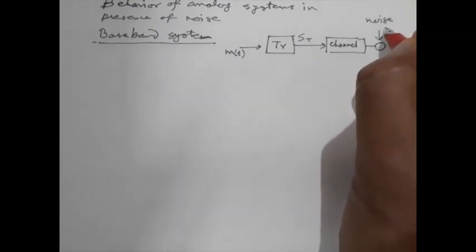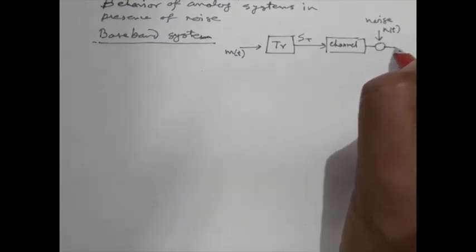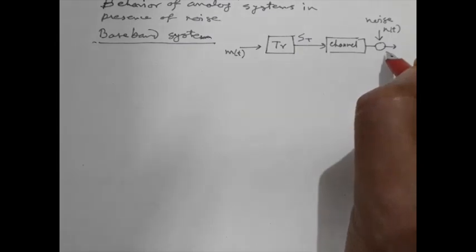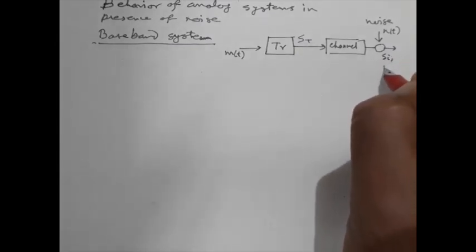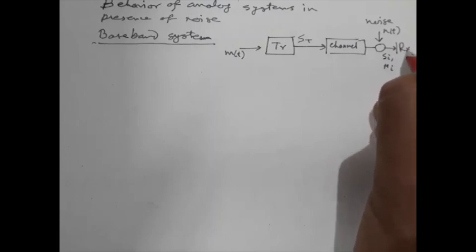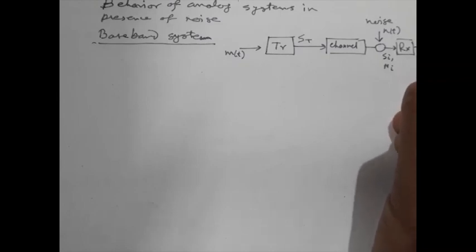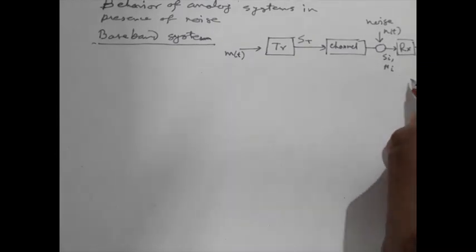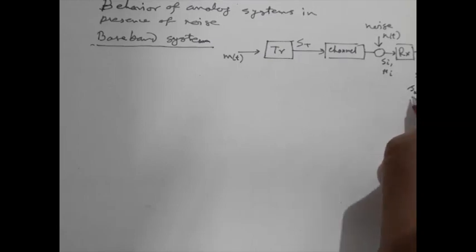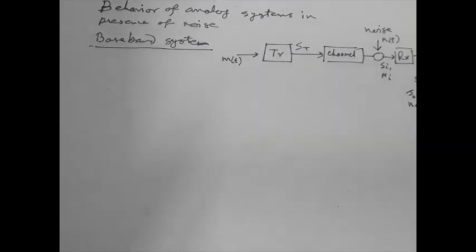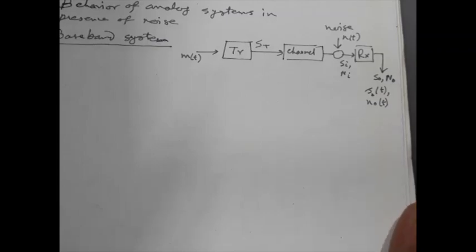Noise is added. We have the receiver and the output is SO and NO, and corresponding time domain representation may be like this. So this is the model that we are going to use.